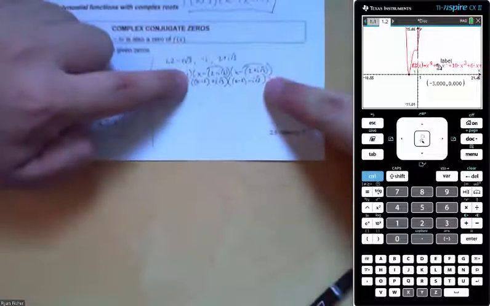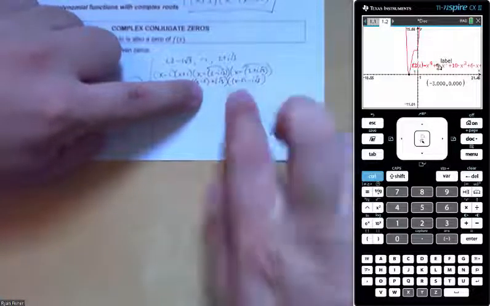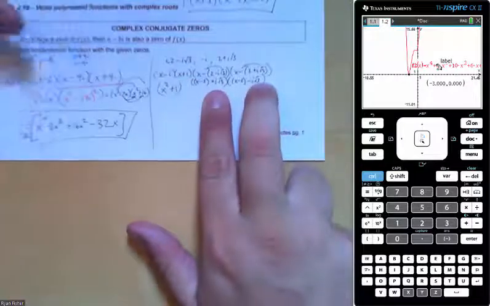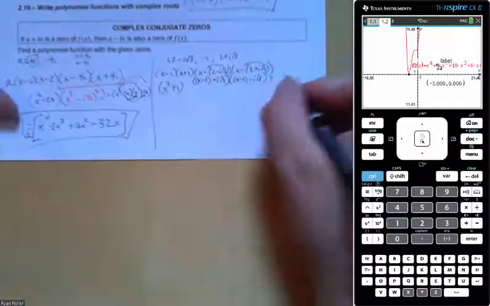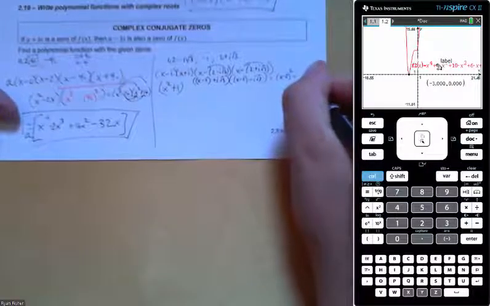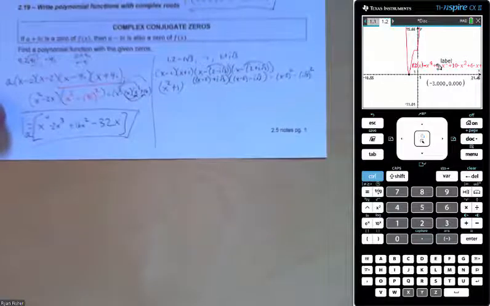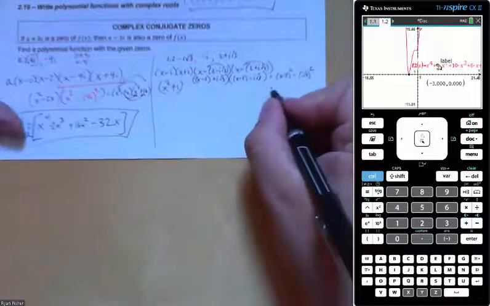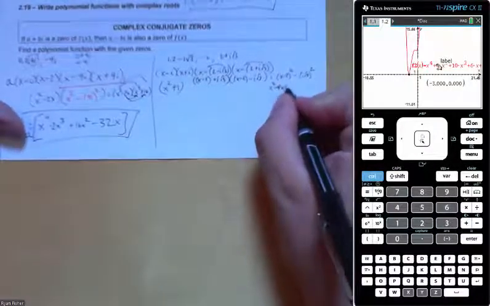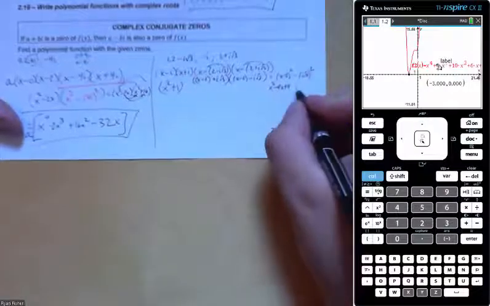And now these are a difference of 2 squares. The only thing is, one of the squares is x minus 2, and the other one is i root 3. So this is really x minus 2 squared minus i root 3 squared, which is x squared minus 4x plus 4 minus 3i squared, or plus 3.